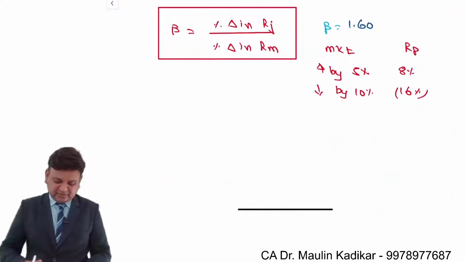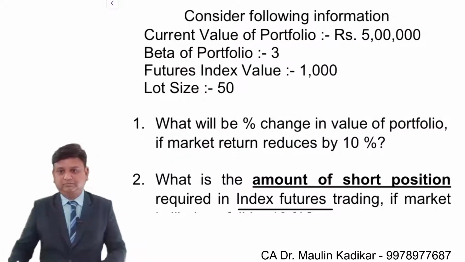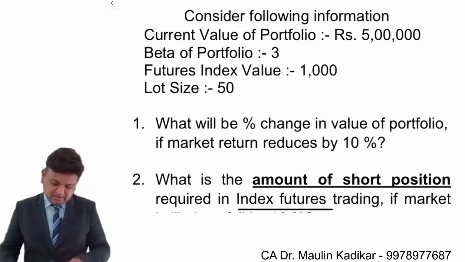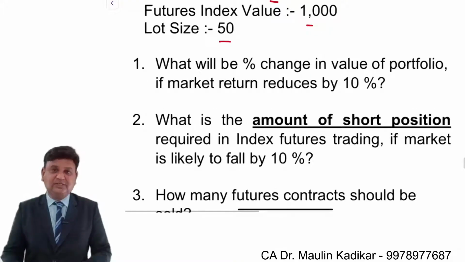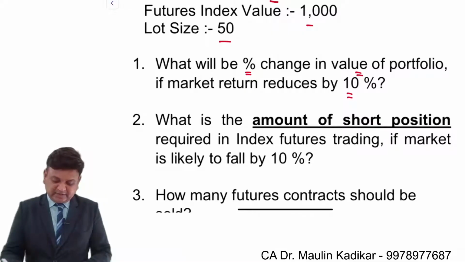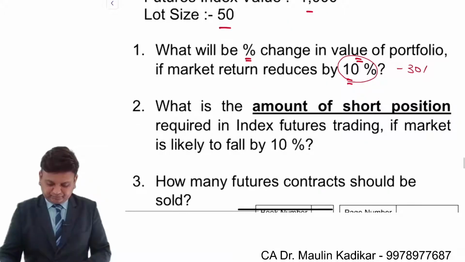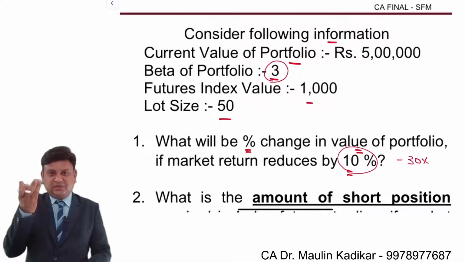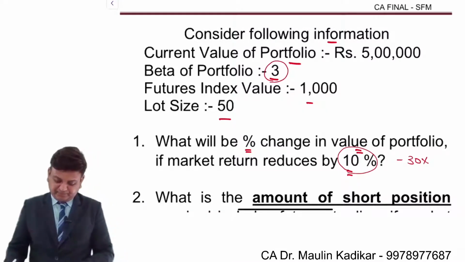Do not write anything, let us have further understanding. Consider the following information. Current value of the portfolio is 5 lakhs. Beta is 3, futures index value is 1000, lot size is 50. What will be the percentage change in the value of the portfolio if the market reduces by 10%? So it is 3 into 10, that comes to negative 30%. When the market is reducing by 10%, there will be a reduction of 30%.